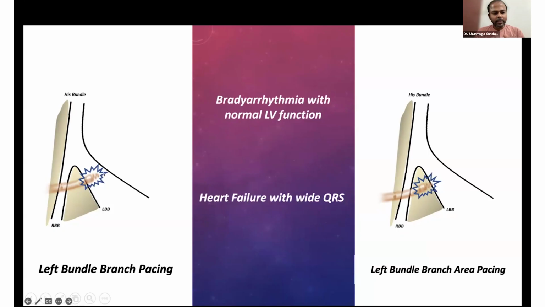So if the lead is deployed right on the LV subendocardium, just touching the LV blood pool, even a 1 or 2 millimeter dislodgement back into the RV septum will give enough capture of the conduction system. On the other hand, if your initial lead deployment is like this, even a 1 millimeter dislodgement will move it out of the left bundle, and this will result in a loss of conduction system capture.